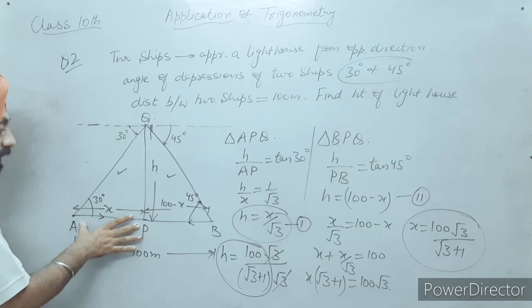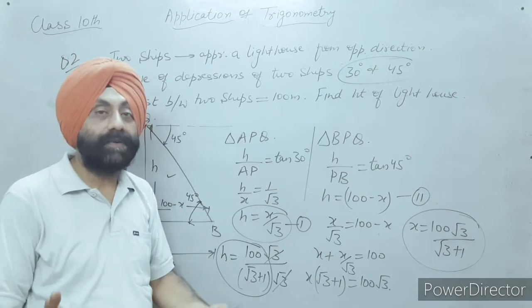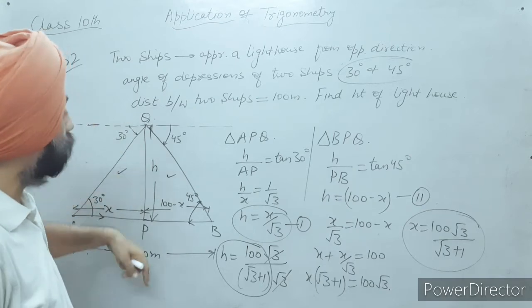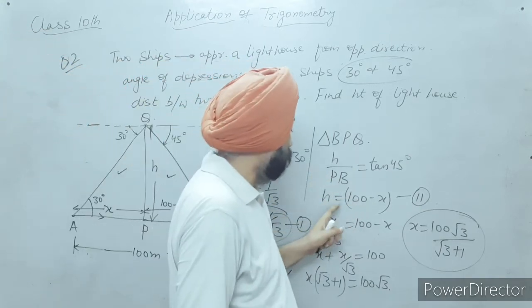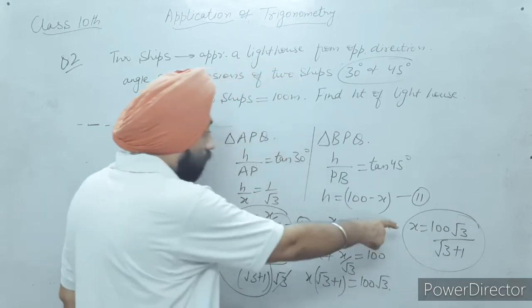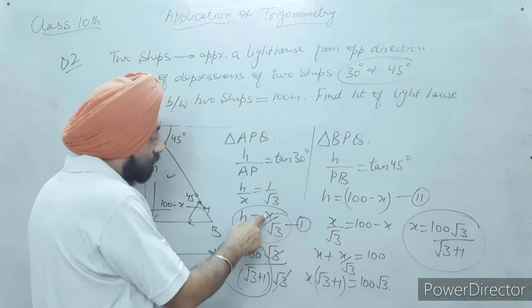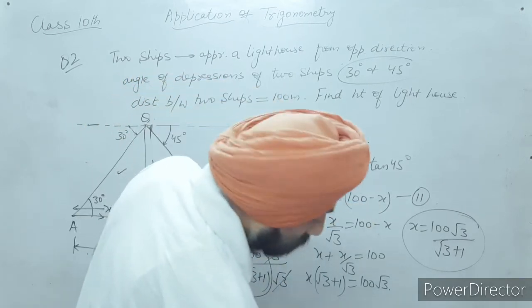Let this distance be x, remaining will be 100 minus x. Solve these, use the appropriate trigonometric ratio, find the value of h. In this case also, h was equal to 100 minus x. So equate both to get the value of x. Just put the value of x either in this or in this to get the answer. We get the required answer.